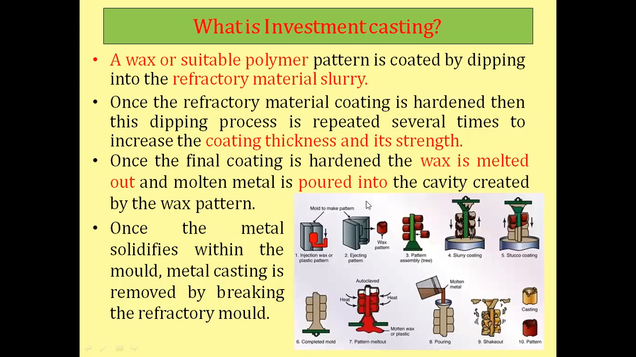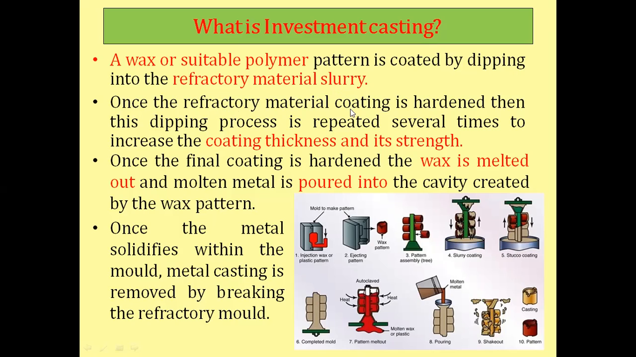Now come to the third part of casting, which is investment casting. In investment casting, a wax or suitable polymer pattern is coated by dipping into refractory material slurry. The pattern is made up of wax or some suitable polymer material, and that pattern is dipped into refractory material slurry, and it is coated with refractory material.